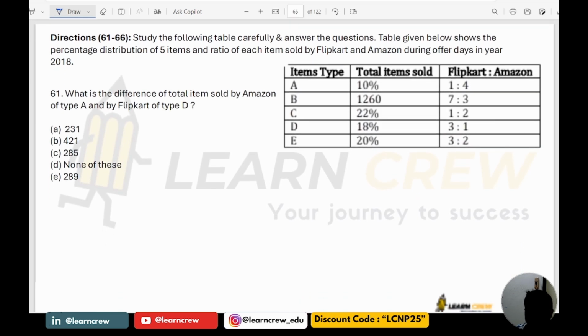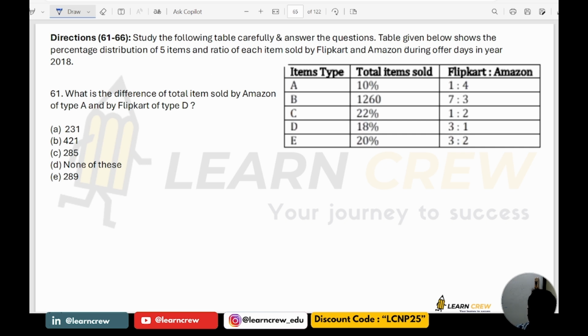Now 61 to 66. You have one more table here. What is the difference of total items sold by Amazon of type A and by Flipkart of type D? So here items A, B, C, D, E, total items sold is given, and Flipkart and Amazon ratio is given. So if you see here, the total value is not given here. The total value is not given.